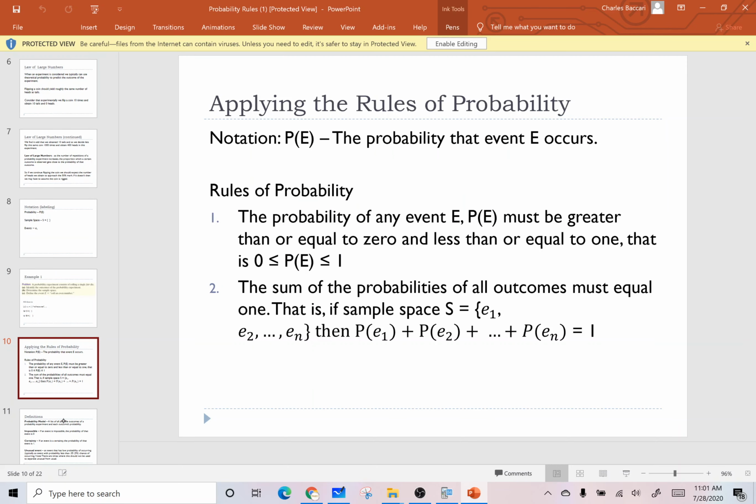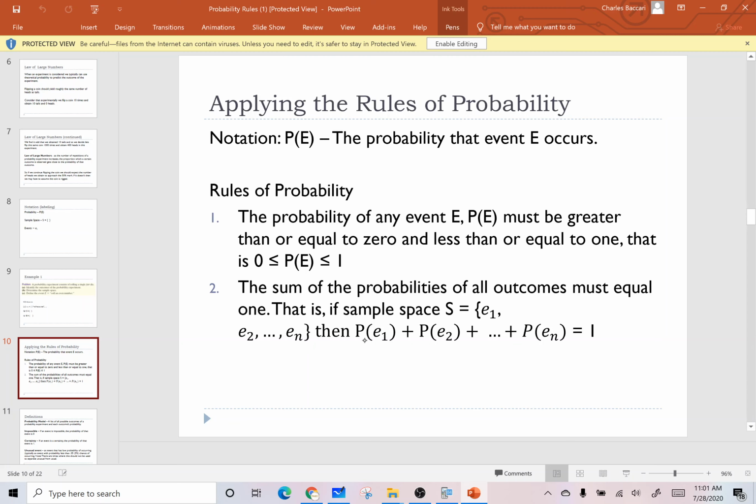Alright, so next. Notation. P of E is the probability that event E occurs. The rules of probability: the probability of event E, P of E, must be greater than or equal to 0 and less than or equal to 1. That is, 0 is less than or equal to P of E is less than or equal to 1. That makes sense because you can't have over 100% chance of something happening in probability, and you also can't have a negative chance of something happening. It either happens or it doesn't.